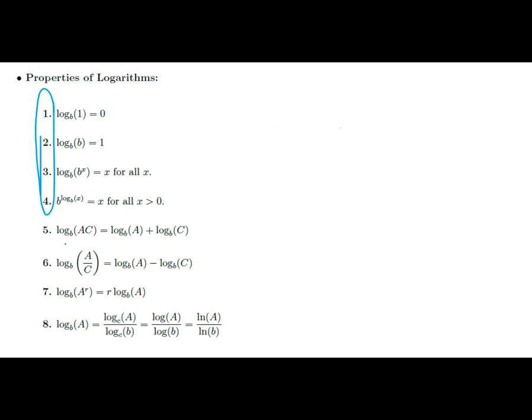So number 5, what it says is that if you take the logarithm of the product of two expressions, then you could have also just taken the logarithm of them separately and then added them together. Okay, so it might be kind of an unexpected property logarithms would have. So let's take a look at a little proof for this.